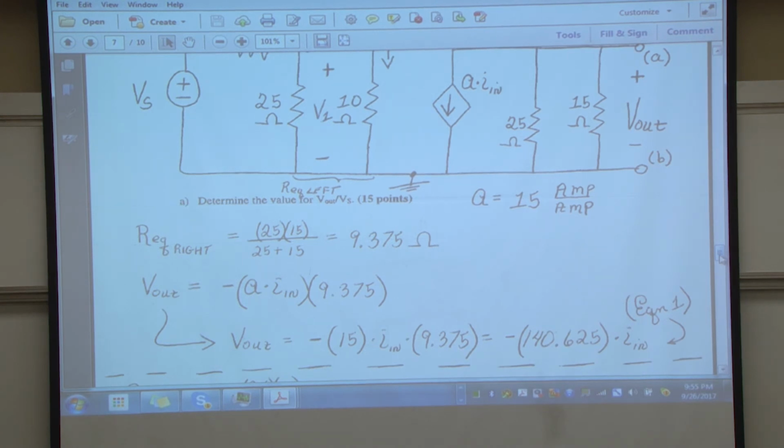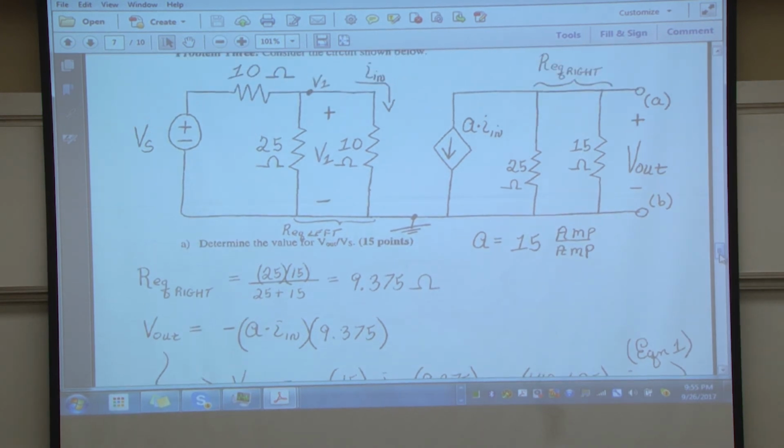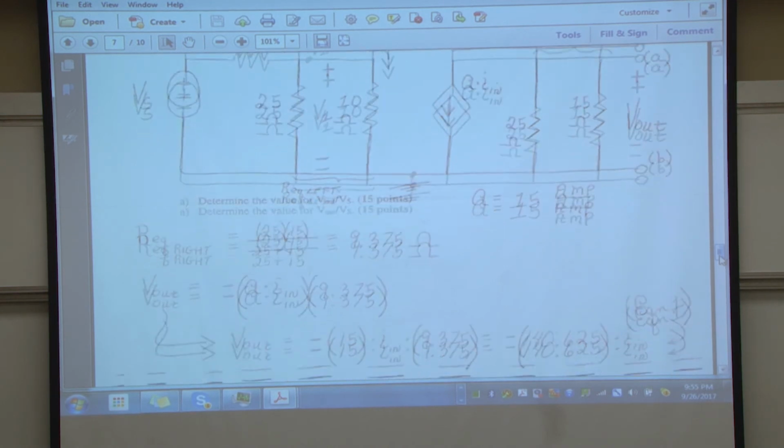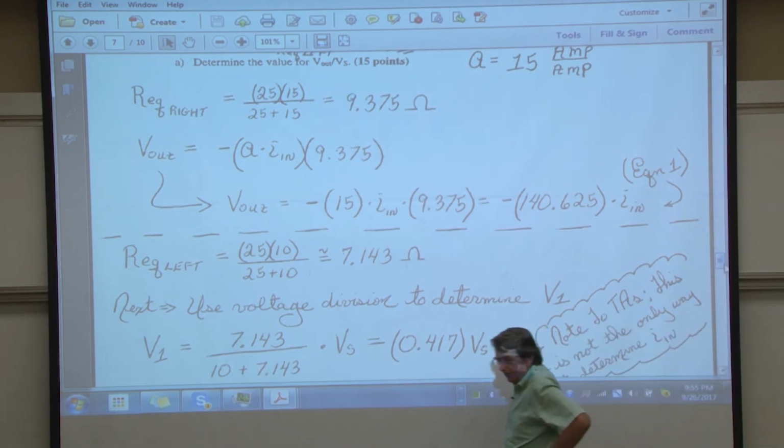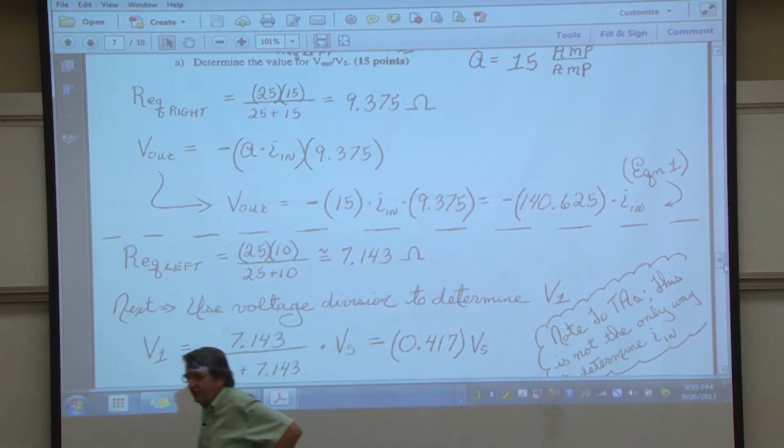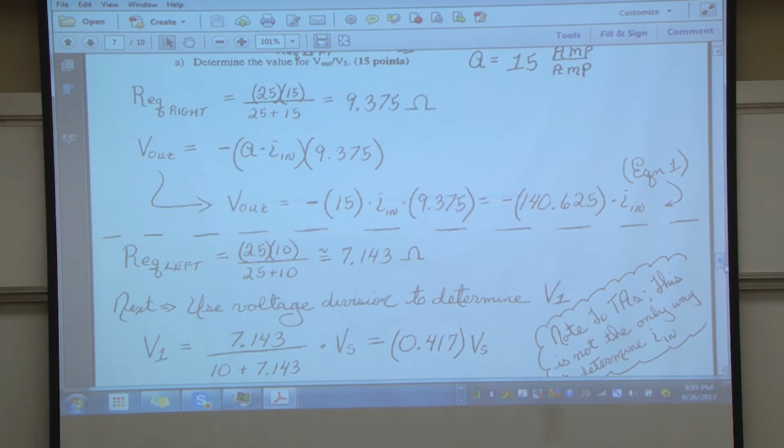I see another 2 resistors in parallel. I call it REQ left: 25 times 10 over 25 plus 10, product over the sum. And I scroll down. I now get an REQ left of 7.143 ohms. Now stop me if I don't make sense. 7.143 ohms. I then say, great.